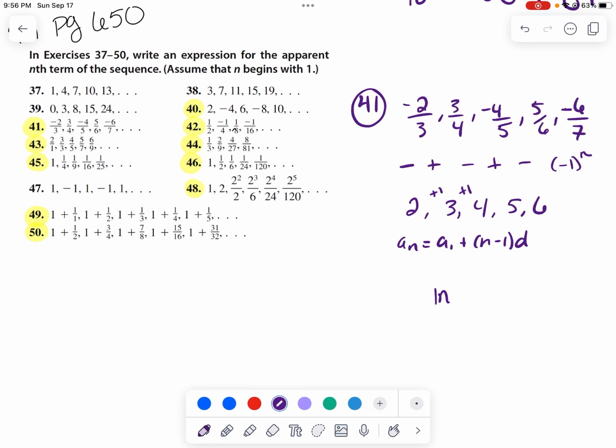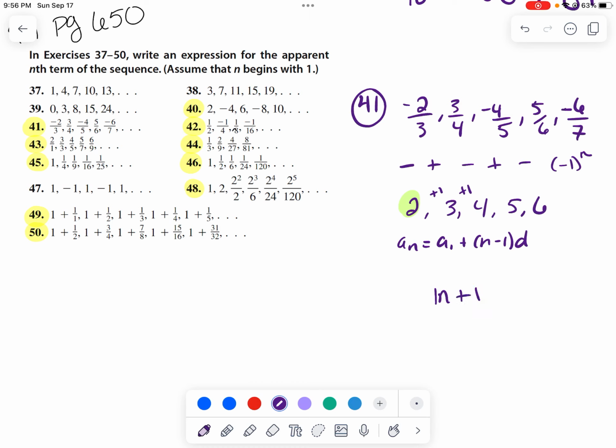But if I substitute in 1 for n first to get that first term, I'm not going to end up with 2, right? I need to get 2 as a value. So the only way I could really do that, thinking about keeping it like a linear style equation, would be to add 1 to that.